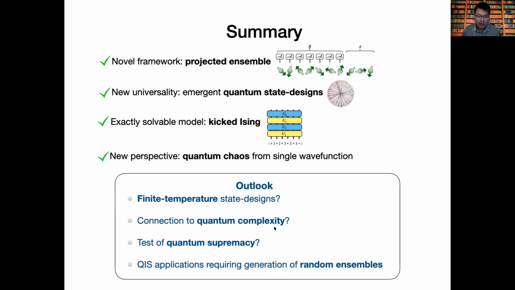And I didn't have time to talk about this, but there are many applications in quantum information science that require the generation of random ensembles of states and unitaries, for example, tomography and benchmarking, which can be developed using such a method.